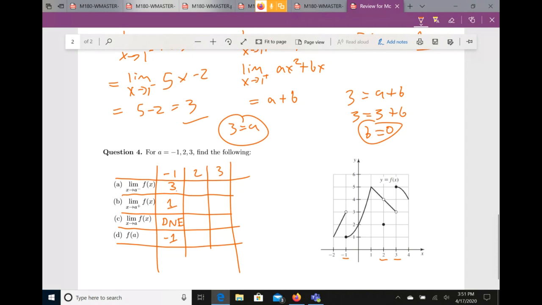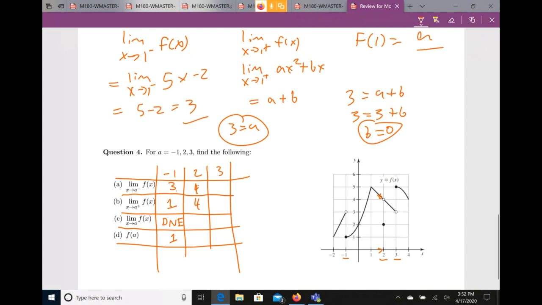Now let's move on to 2. If I take the limit as x approaches 2 from the left, what do I get? If I approach 2 from the left, my y coordinates are going to 4. And then as I approach 2 from the right, good. And then does the limit exist? And if so, what is it? Yes, 4. And then what's the value of the function at 2?